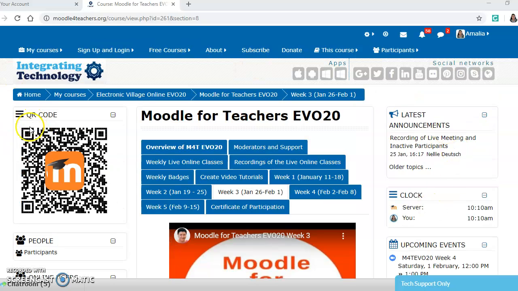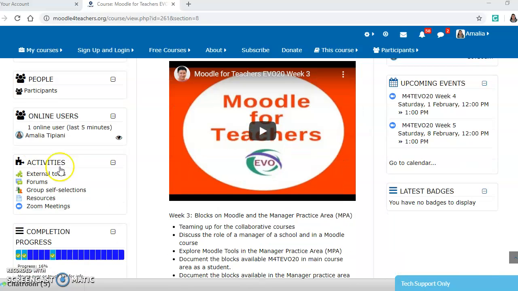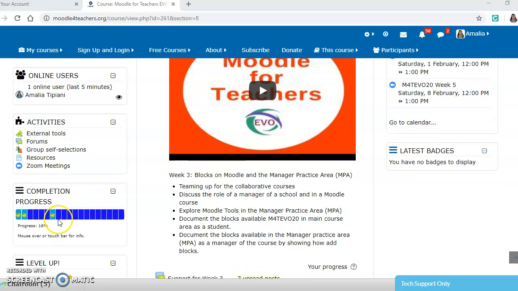On the left side, you have the QR code. Here, the one that talks about the people, the participants in the course. Then the online users. At this moment, I am the only one here. And another block about the activities. You have external tools, forums, group selections, resources, some meetings, and finally one about the completion progress.